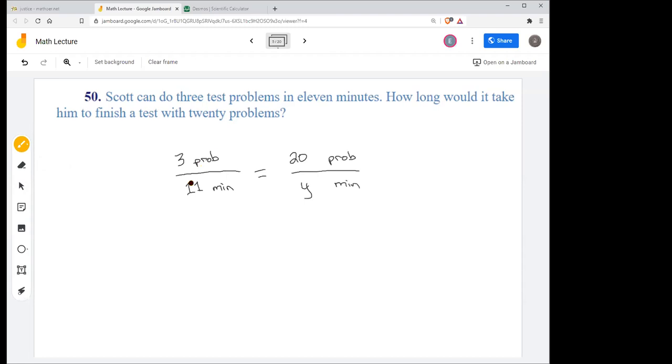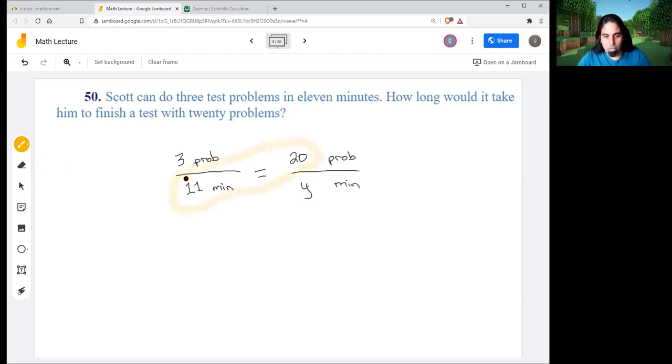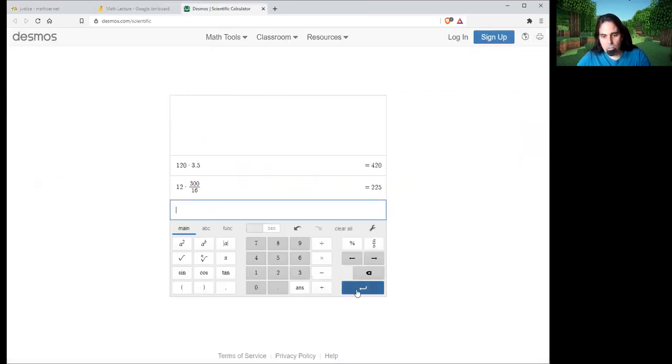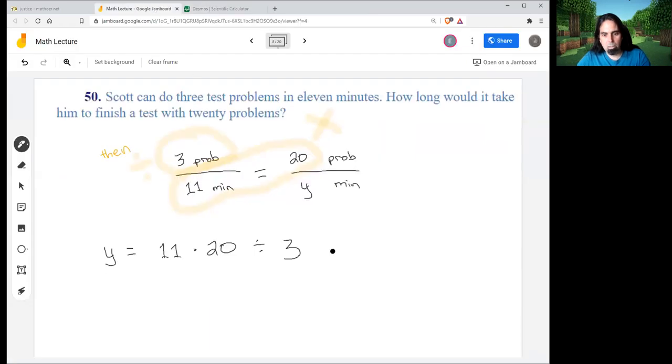20 times 11 divided by 3. Yes, you take the 2 numbers that are opposite each other and you multiply those. And then you take the 1 number that's opposite the letter and you divide by that one. So you could jump right to y equals 11 times 20 divided by 3. Do that on a calculator and get about 73.